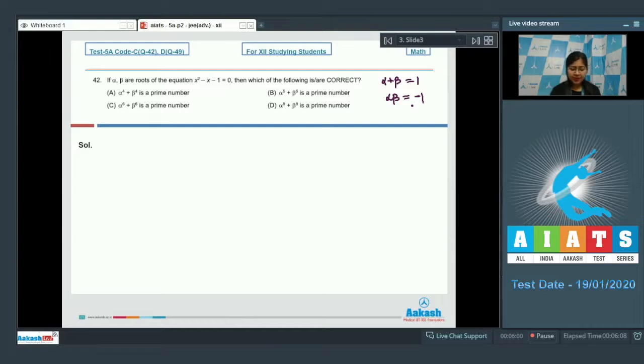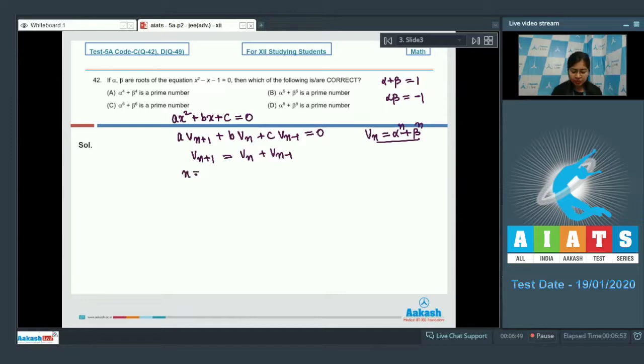The second method is that if we have an equation of the type ax square plus bx plus c equal to 0, then we have a into Vn plus 1 plus b into Vn plus c into Vn minus 1 equal to 0, where Vn is equal to alpha raised to the power n plus beta raised to the power n. Let's see how this goes. Here we have the values of a, b, c as 1, minus 1 and minus 1. So we have Vn plus 1 equal to Vn plus Vn minus 1.